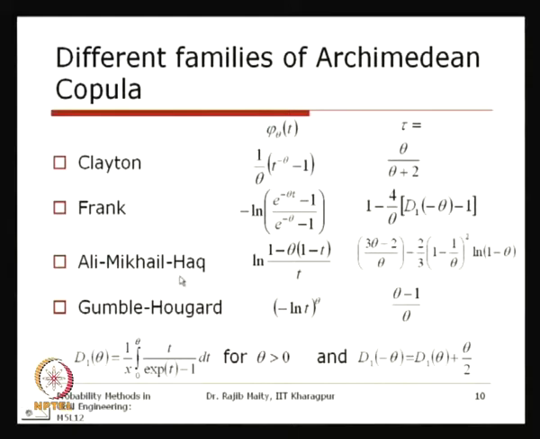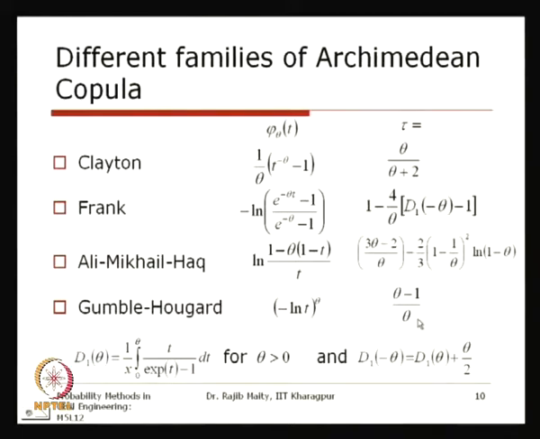Similarly, for the Ali-Mikhail-Haq, the generator is log natural of (1 minus theta into (1 minus t)) divided by t, and for this one tau is equal to (3 times theta minus 2) divided by (3 theta), minus (2 by 3) into (1 minus 1 by theta) whole square, log natural of (1 minus theta). This is the full form of tau. And the last one is the Gumbel-Hougaard, for which the generator is (minus ln t) power theta, and following the same equation, tau is equal to (theta minus 1) by theta.